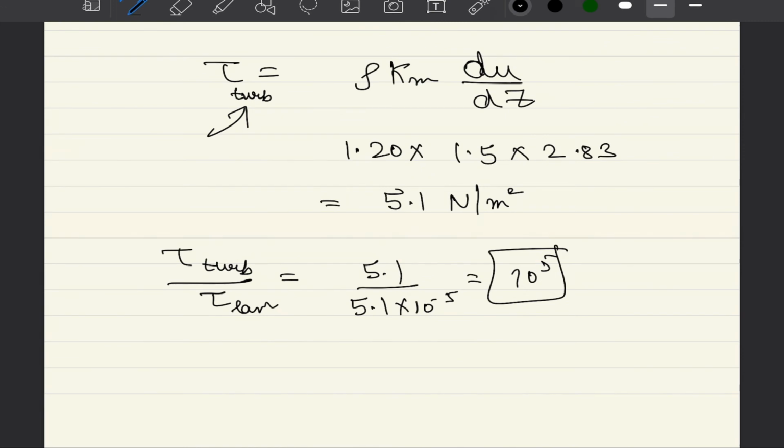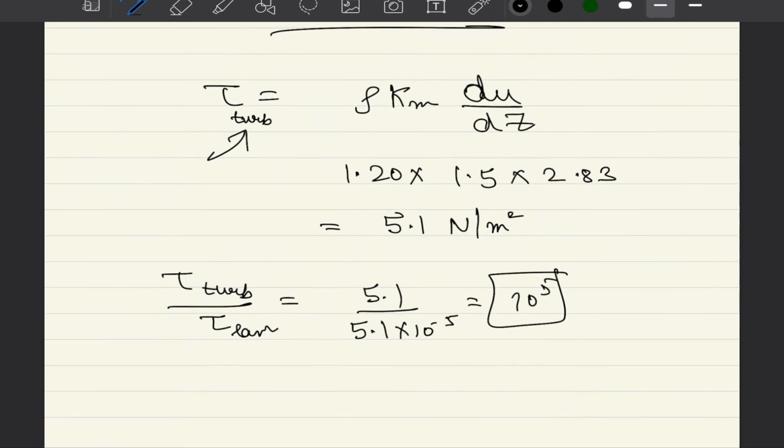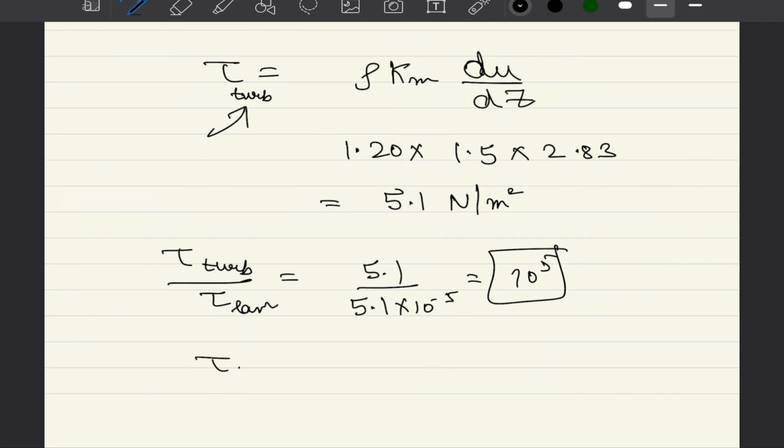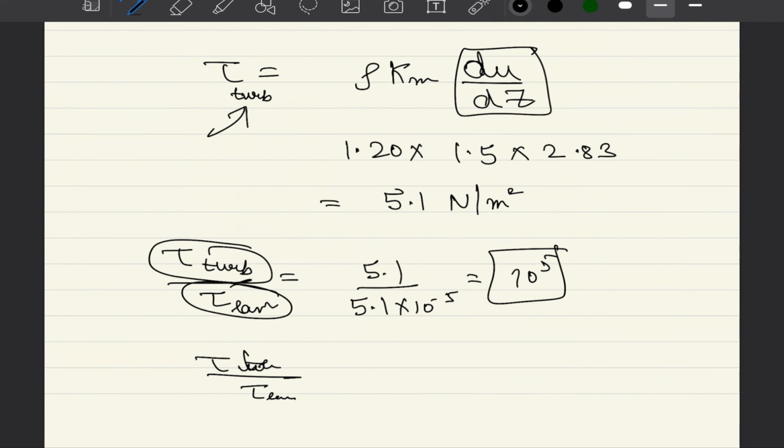You can similarly work out this example for different heights and calculate the value of tau turb and tau laminar, which would essentially be guided by the coefficients which are not changing, but their absolute values will keep on changing because du by dz would have some variation with height, which looks like a typical logarithmic curve, which can again be calculated using the formula that we just looked into for the relation between u and z.